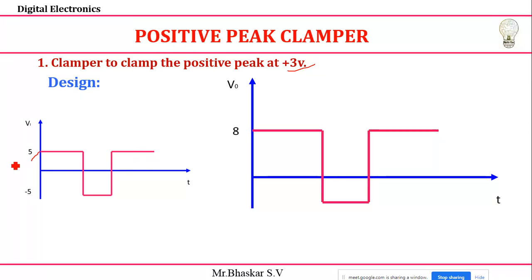Then 5 becomes, after adding, I'll get 8 volts, and the negative peak will come at minus 2 volts. If you want to measure the peak to peak voltage, how to measure? You can see that 0 to 8 plus 0 to 2, 8 plus 2, I'll get 10 only. So the peak to peak signal between these 2 points is 10 volts peak to peak only.